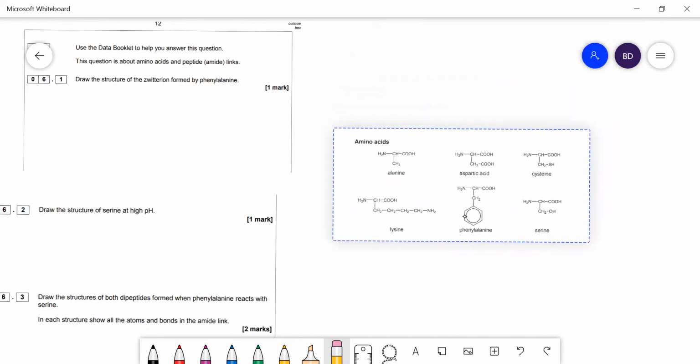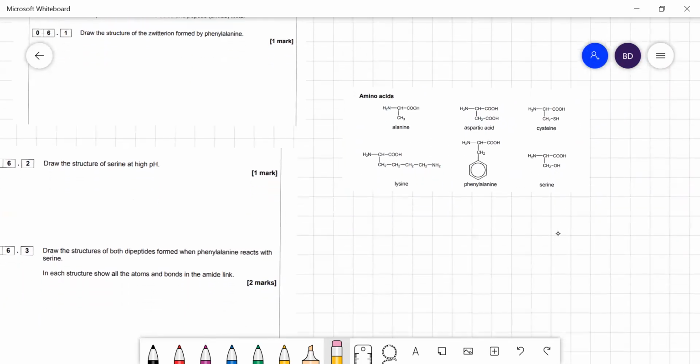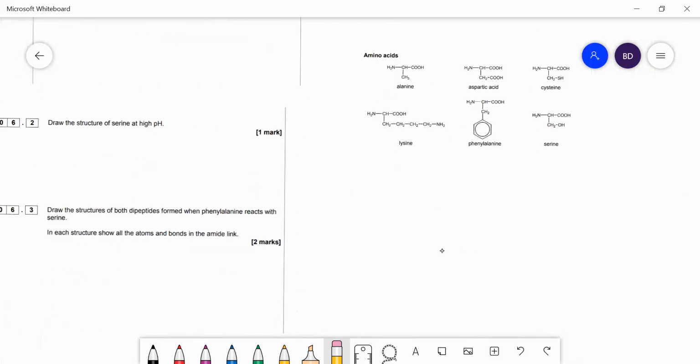When phenylalanine, sorry, reacts with serine. Okay, and these structures show all the atoms and bonds in the amide link. So let's just draw any old two amino acids.